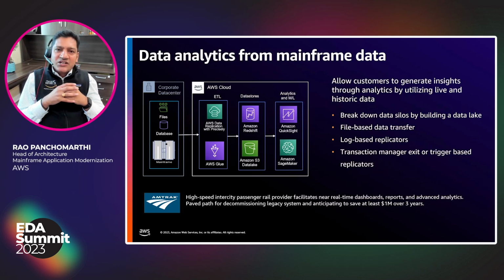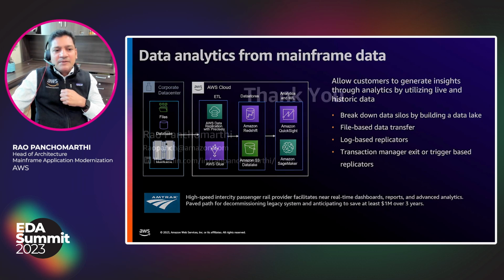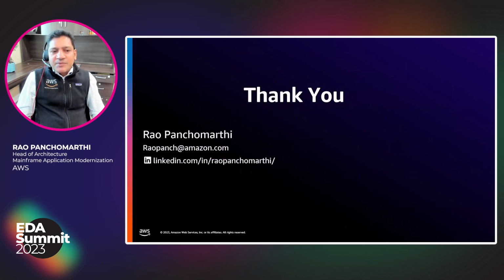And Amtrak has actually used this model, and they saved $1 million on their legacy analytics platform over the 3 years. And they developed high-speed intercity passenger rail arrival and departure information. This is one of the patterns that can quickly get off the ground and you can start using it for your modernization and migration.